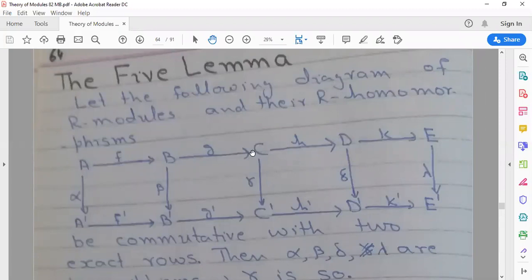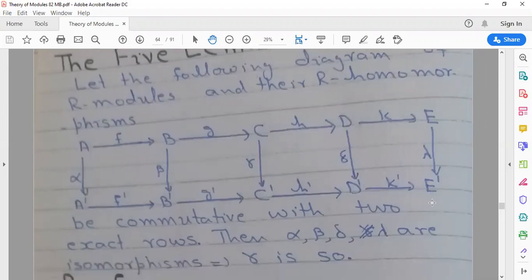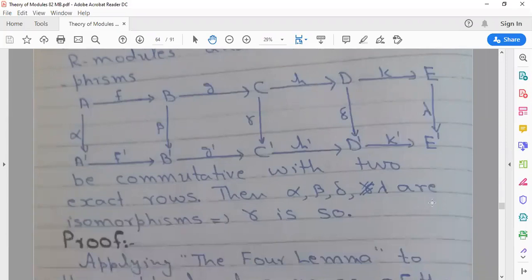Lemma 2 contains basically two squares. Lemma 3 and lemma 4 contain three squares. But here we add another square, from D to E and E' to D' to A'. Be commutative with two exact rows, then if alpha, beta, delta, epsilon are isomorphisms, it implies that gamma is so. Basically, lemma 5 contains one part.